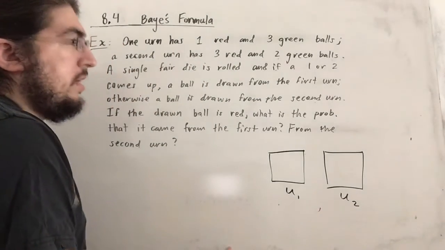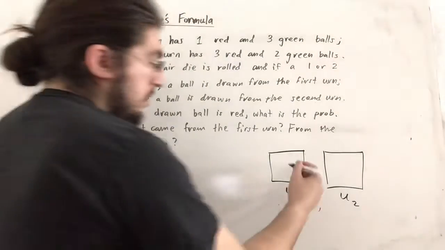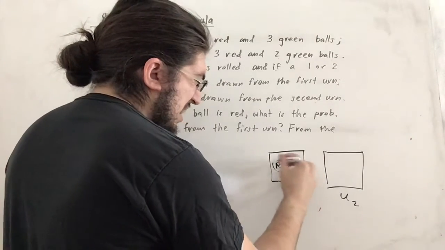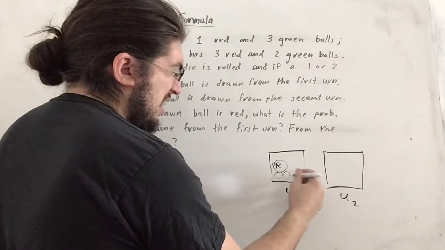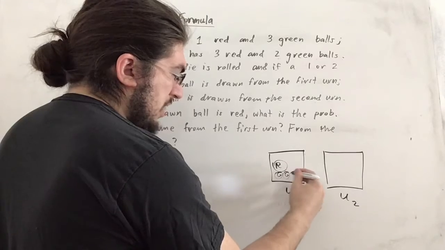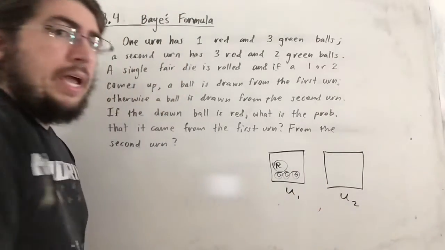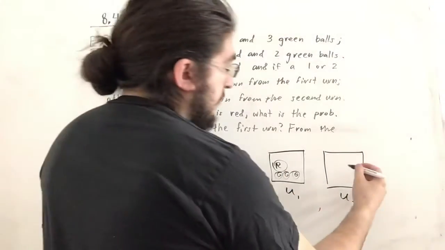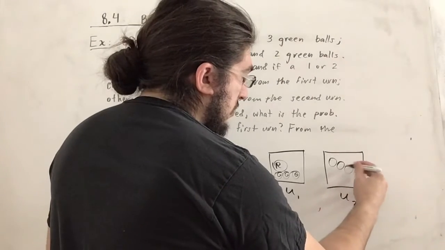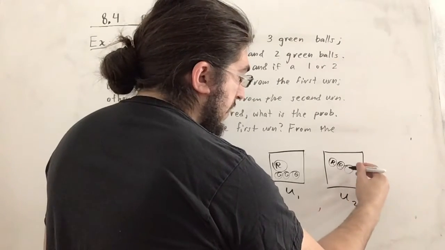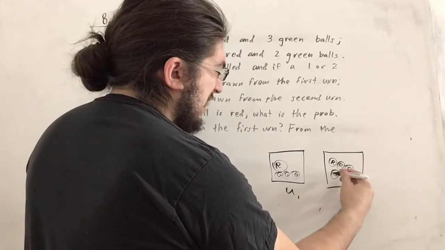Now in urn 1, there's 1 red and 3 green. So they put a G here for green. And for the second urn, there are 3 red, 1, 2, 3 that are labeled R, and 2 that are green, so 2 Gs.